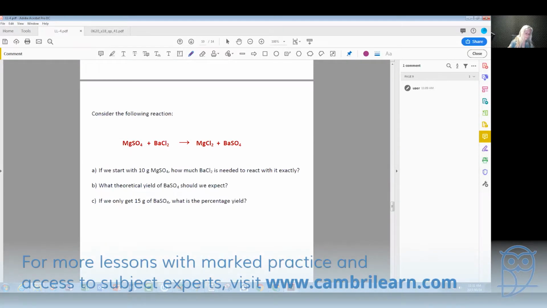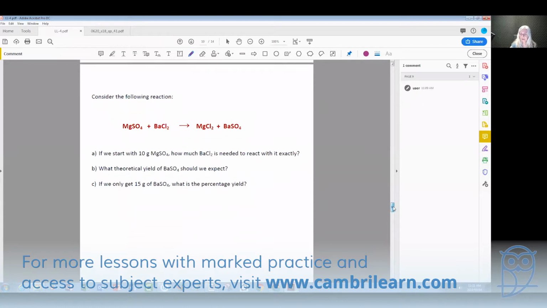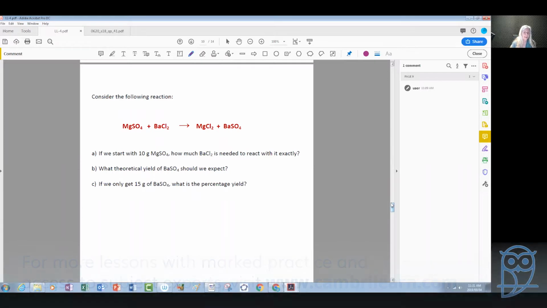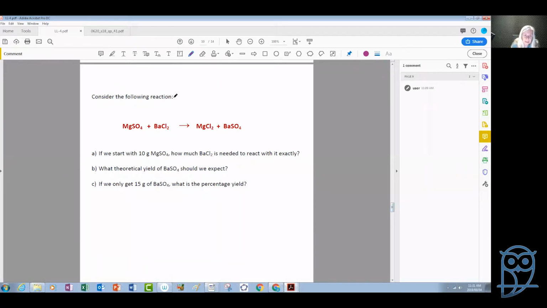Now let's see this problem where it involves again moles and equations. It says, consider the following reaction. We have magnesium sulfate reacting with barium chloride, and we have those two products, magnesium chloride and barium sulfate.